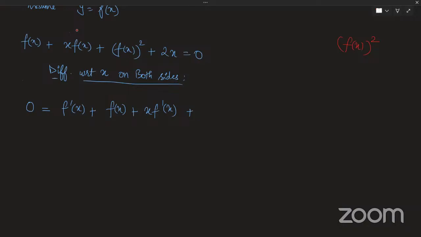x square is inserted in f of x. No, f of x is inserted in x. Yes, sir, like this, right? Yes, sir, this is what you mean? Yeah, it is correct.